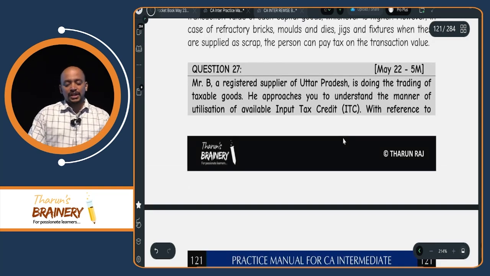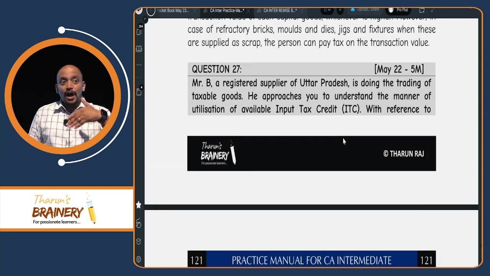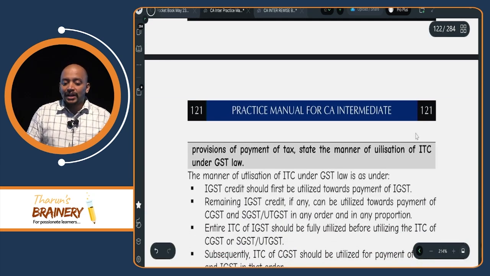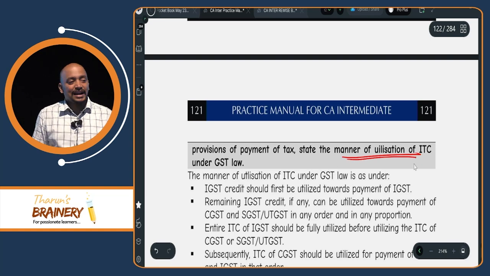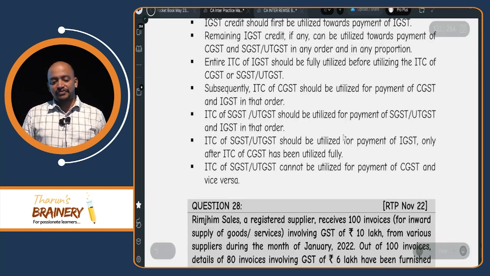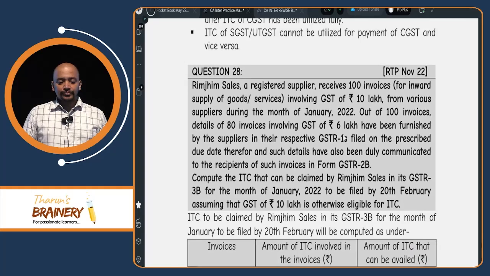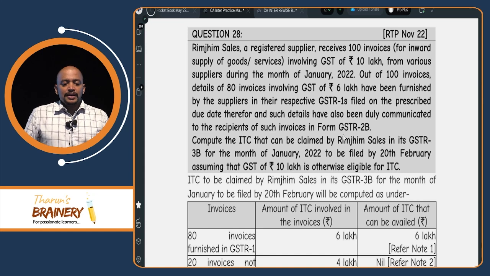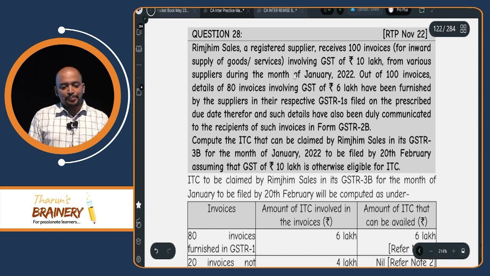So I have given this question just to convey as to for what question we need to write what answer. So when you see the wording, manner of utilization of ITC, that section 49 subsection 5 we need to write. Then see this, RTP November 22, Rimjim sales, a registered supplier receives 100 invoices for inward supply of goods or services involving GST of 10 lakhs from various suppliers during the month of January 2022.